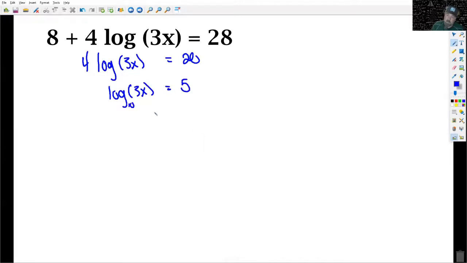This has a base of 10. There's only log on one side, just like the last one, so that converts to 10 to the 5th equals 3x. So a little bit of manipulation here. 10 to the 5th divided by 3. So let's see what that gives us, see if we can write the exact answer.